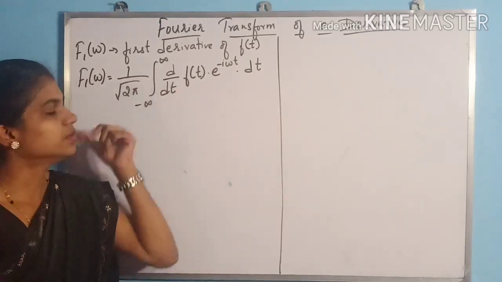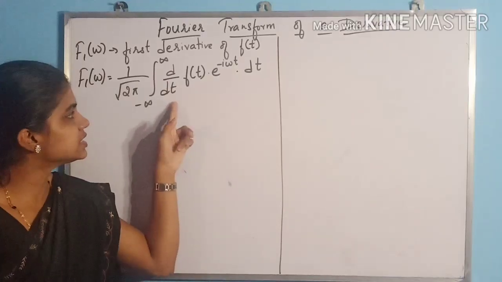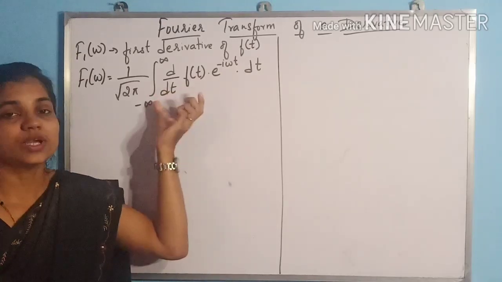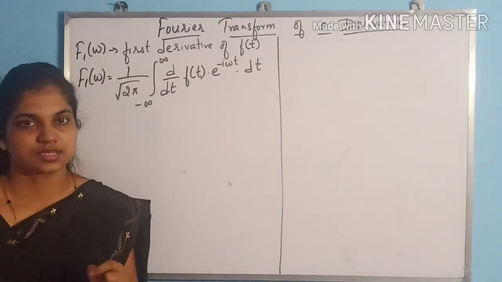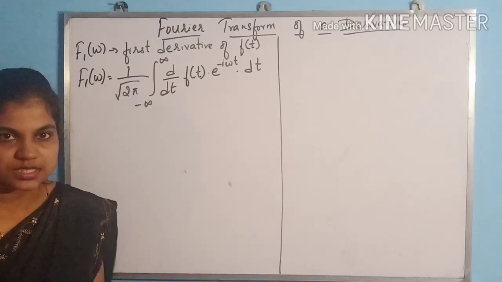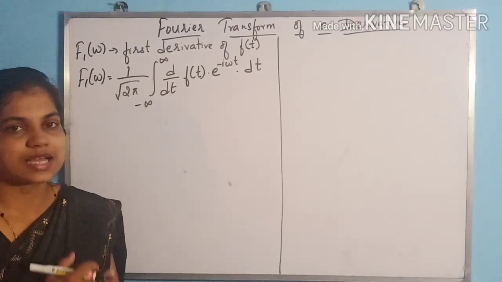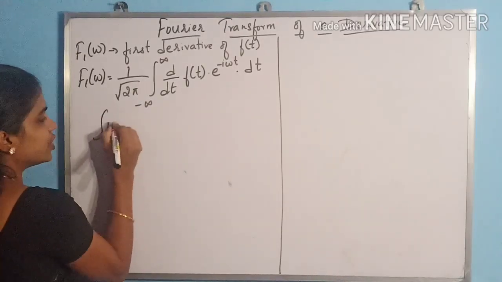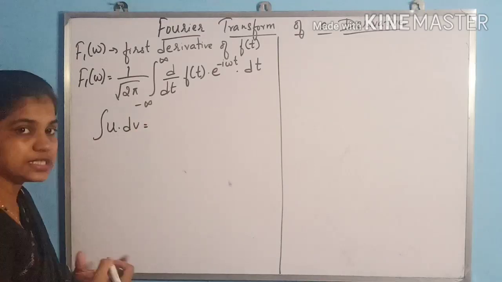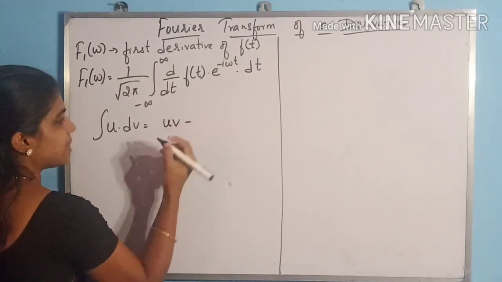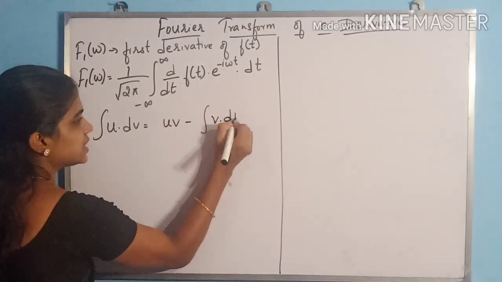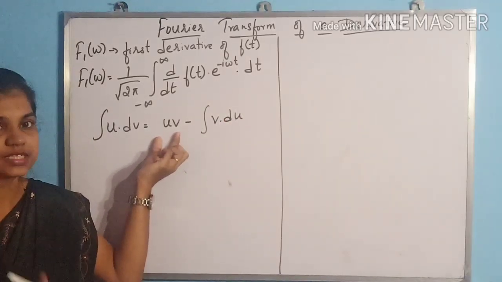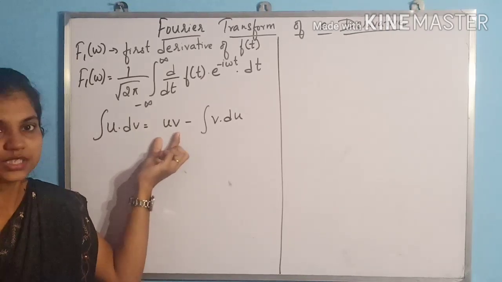Right? So now, since it is differentiation with respect to t and we have a product, we are going to integrate it by parts. So when we have to integrate by parts, we have been seeing that the formula is integration of u dv is equal to uv minus integration of v du. Right? Here we have to apply the definite integrals. That is the other part of the integration.